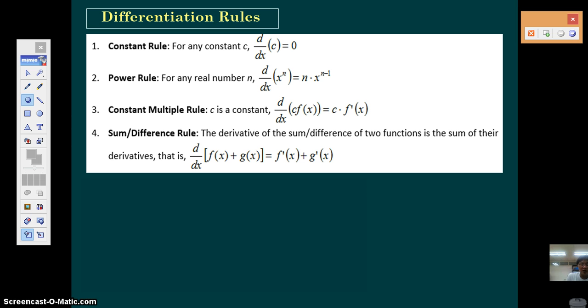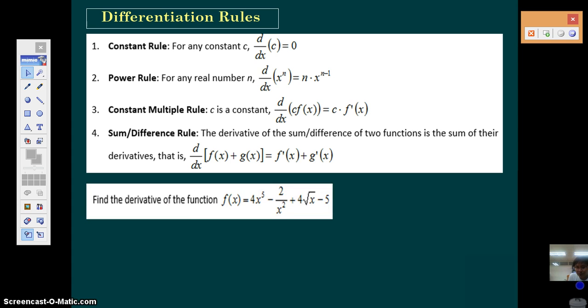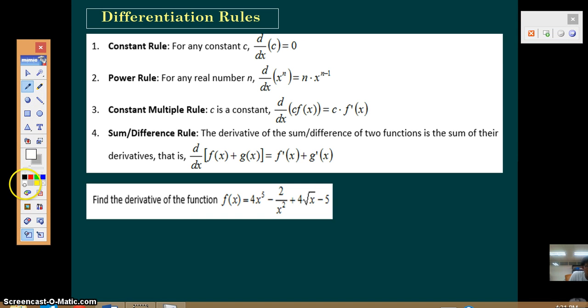Basically, the derivative of the sum or difference of two functions is simply the sum or the difference of their derivatives. Now let's have this as an example for these rules. Find the derivative of the function f of x equals 4x to the fifth power minus 2 over x squared plus 4 square root of x minus 5.